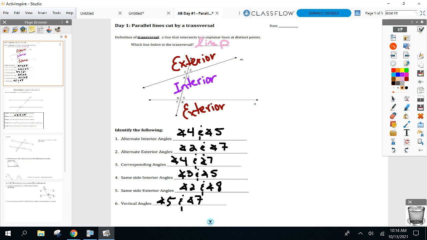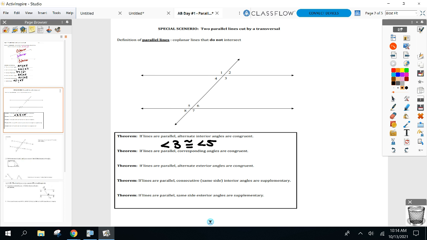Question, take a look. Let me go back to my previous diagram. Why am I not saying 4 and 5 are equal? They're alternate interior. What's the problem? Zach? You need parallel lines. If I don't have parallel lines, all these are alternate interior, and that's it. Parallel lines makes them congruent.